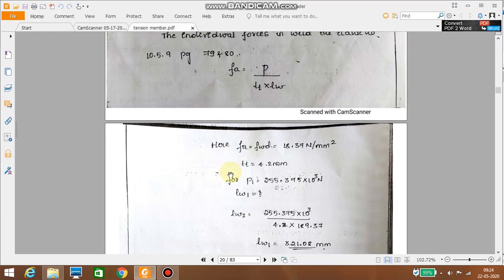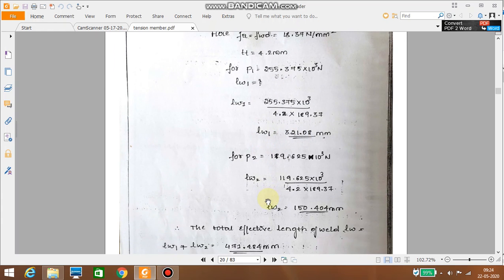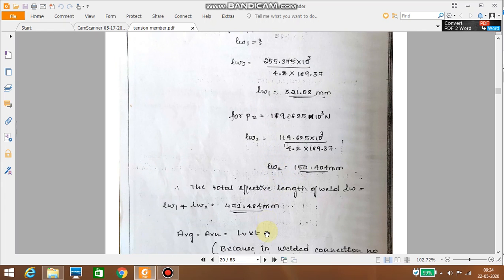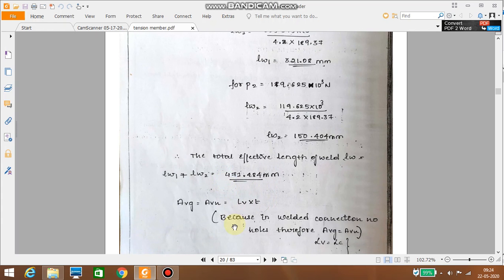Now the throat thickness is equal to 4.2 millimeter. Therefore, for P1, we have 255.375 into 10 raised to 3. What is the length of the weld? By using this basic formula, we get length of the weld equal to 321.08 millimeter. For the other force, length of the weld on the other side is equal to 150.404 millimeter. Therefore, the effective weld or total length of the weld is equal to 471.848 millimeter.